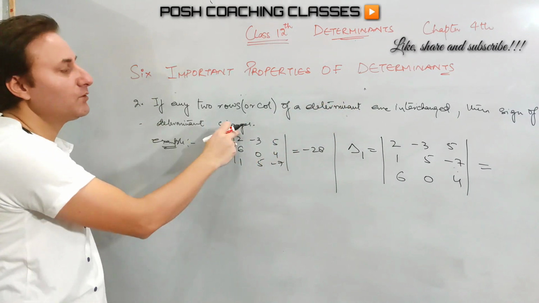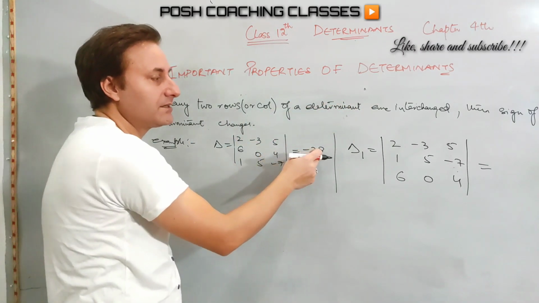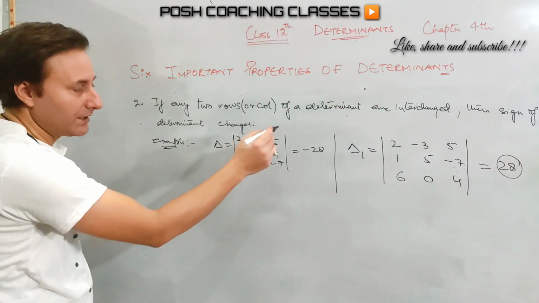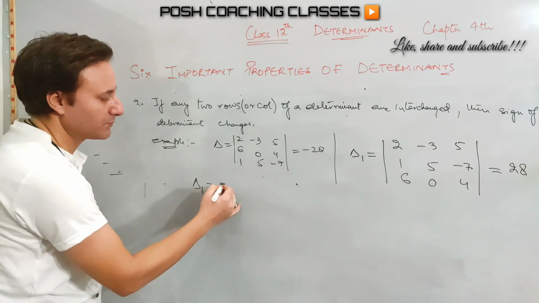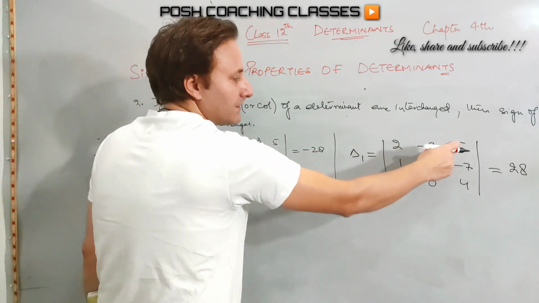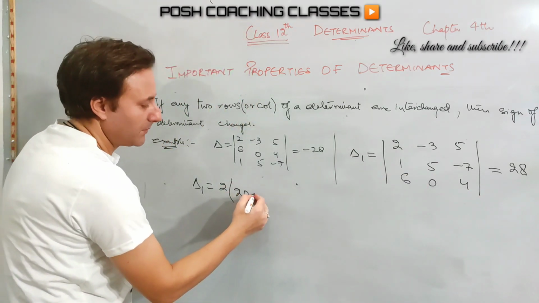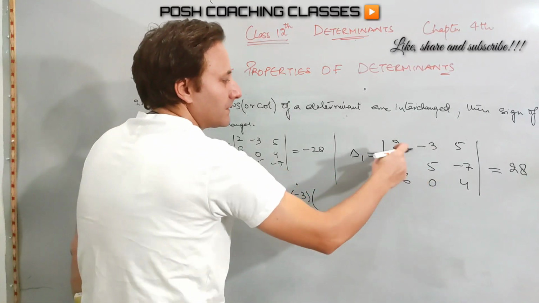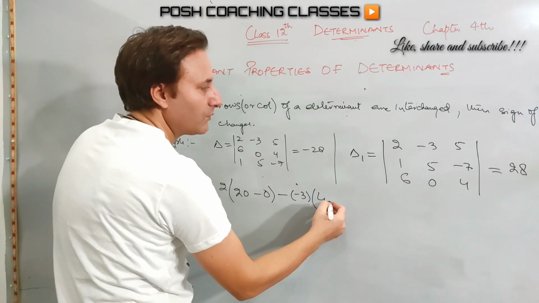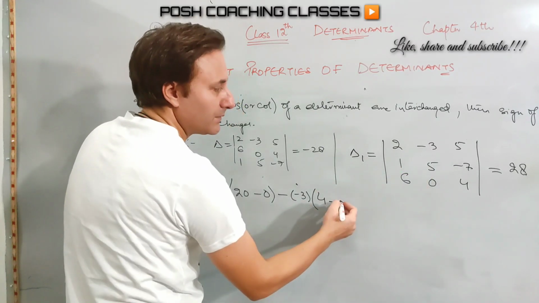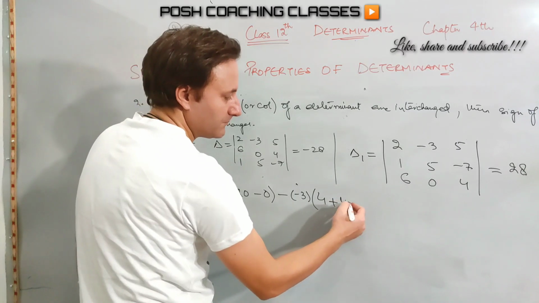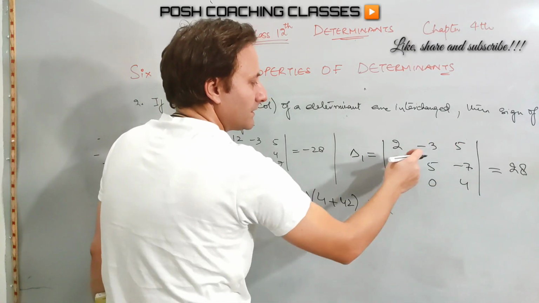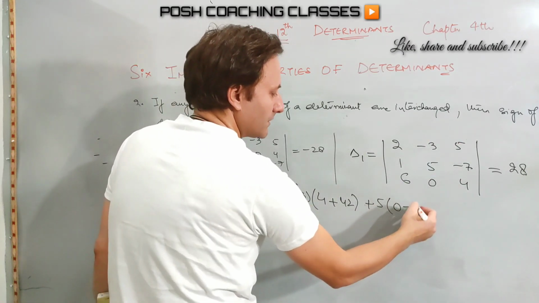Why? Because the sign of the determinant changes. So if it is negative 28, I need to get an answer 28. So let's see if I get 28. Delta 1 is equal to 2, taking the row, this and this is left, 5 times 4 is 20, minus 0, then negative, negative 3, this and this neglected, 1 multiplied by 4 is 4, 6 multiplied by 7 is 42, but plus, and then I have positive 5, this and this left, 1 multiplied by 0, 0, 30.